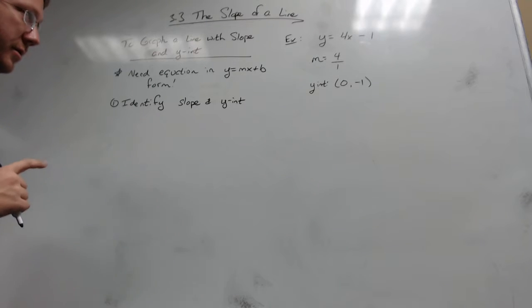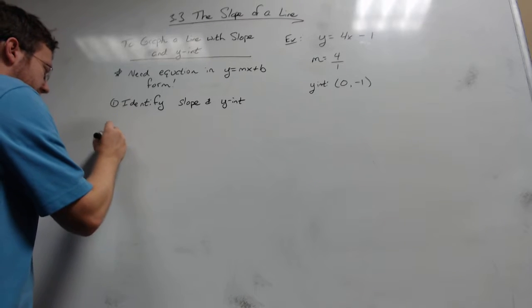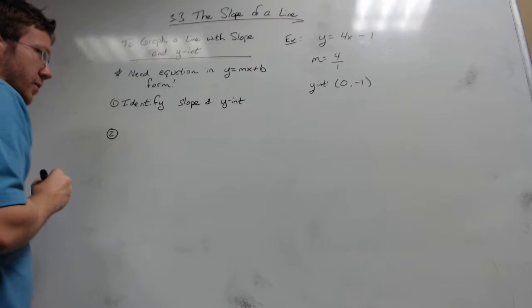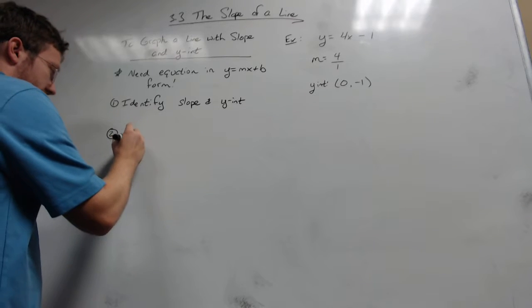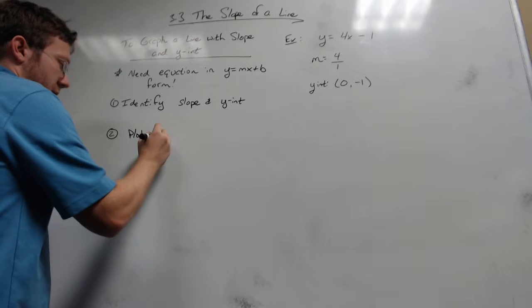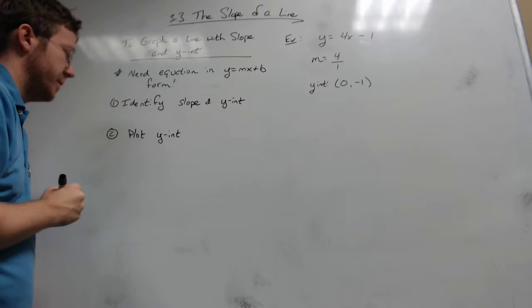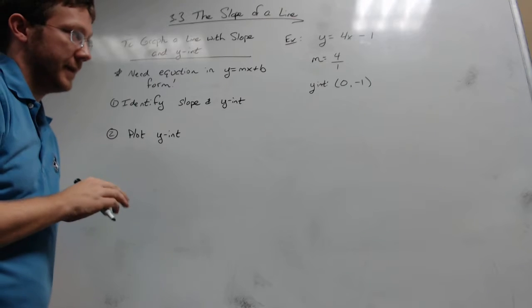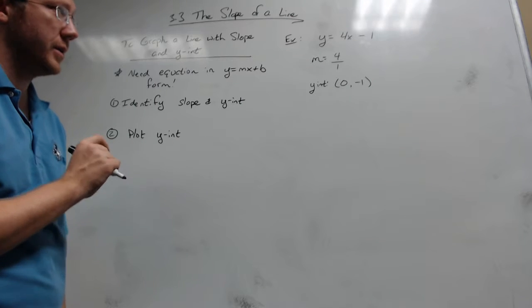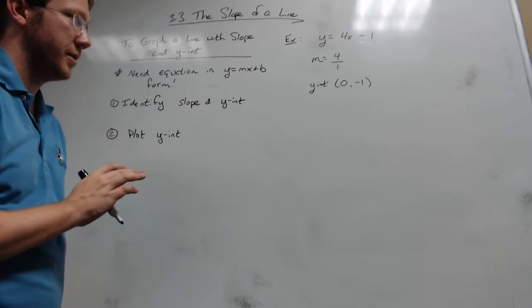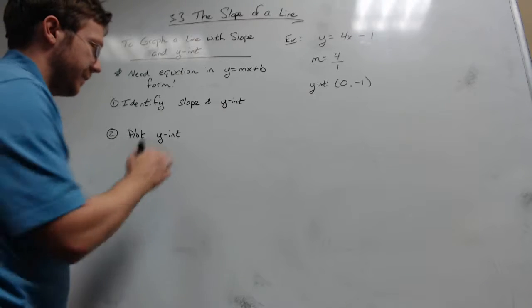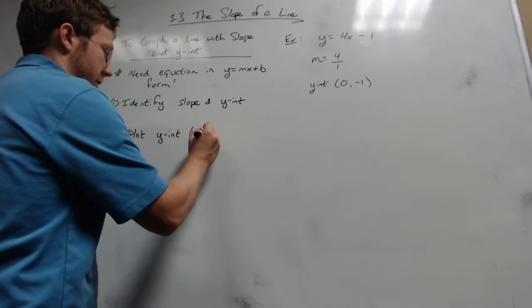How can I use those to graph this line? What we're going to do is plot the y-intercept. That's always going to be your first move for graphing. It's the only point that we know is on the line. We don't know any other locations, so we have to start here. I'm going to call this my starting point.